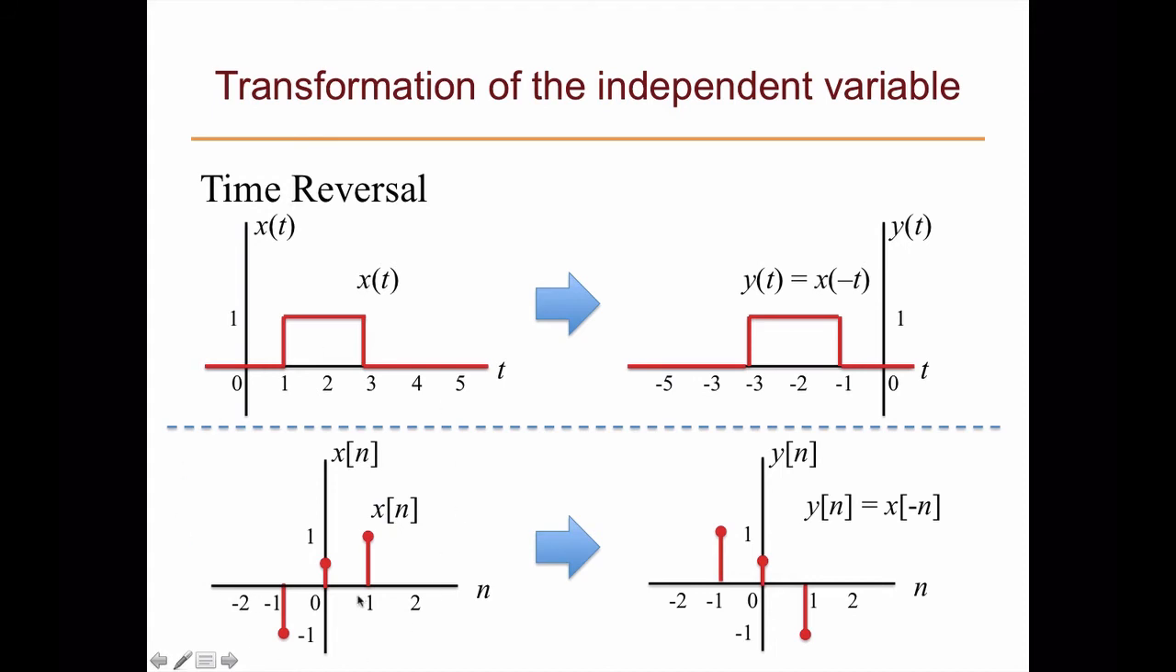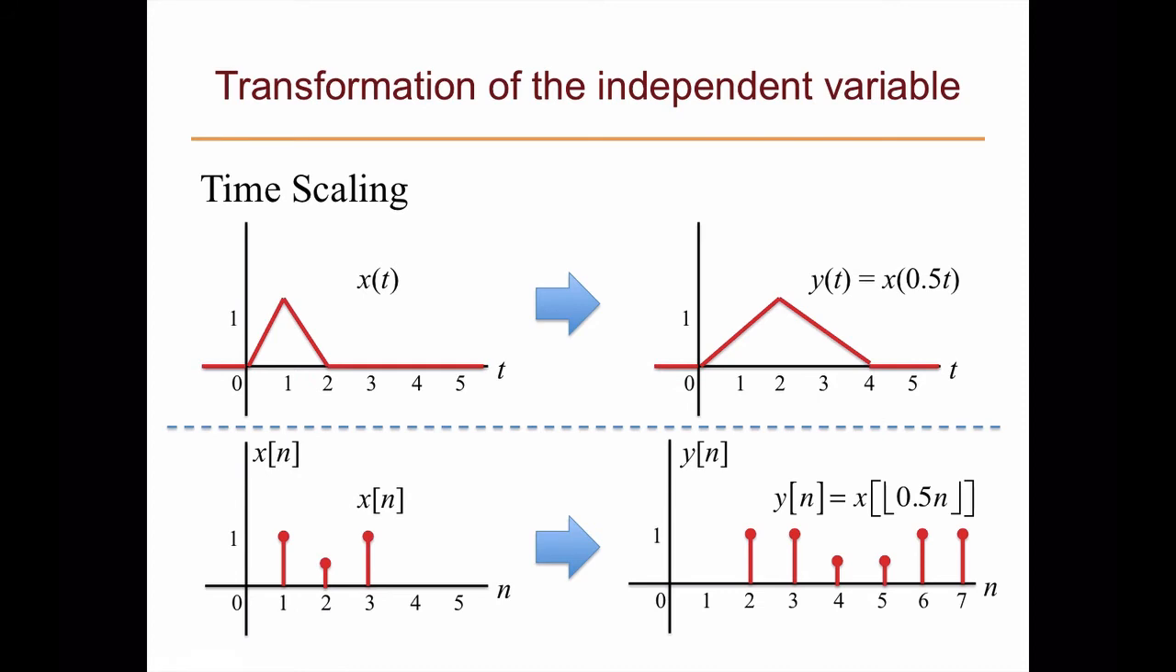For xn, it looks like this: minus 1, some value, and 1. The flipped version of this, or the time reverse version, would be yn equals x minus n. That will make the minus 1 here, instead of being at n equals minus 1, be at n equals 1, and this stem from n equals 1 will be reversed to n equals minus 1, but the value at n equals 0 will stay at that point.